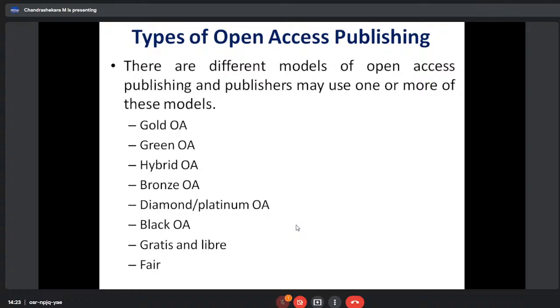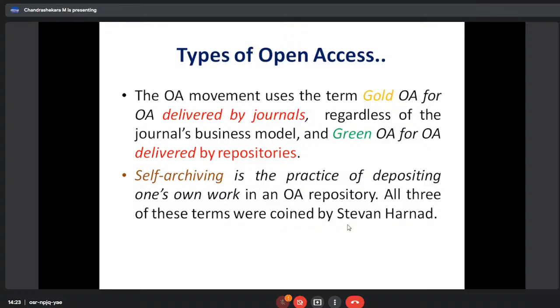Out of these, the first three are very popular: gold, green, as well as hybrid. As I mentioned, we can see a little about that, not much, because I already mentioned that the open access movement uses the term gold OA for OA delivered by journals. If a publication is published in an open access journal, it's called gold, regardless of the journal's business model. And green open access is for OA delivered by repositories. Gold is OA delivered by journals, regardless of journal business model, and green means delivered by some of the repositories.